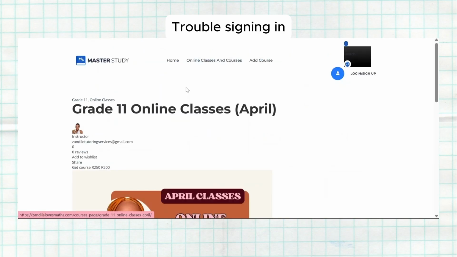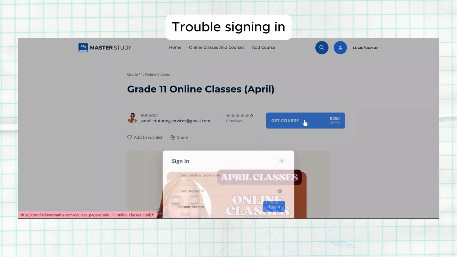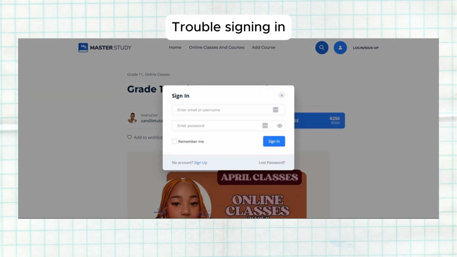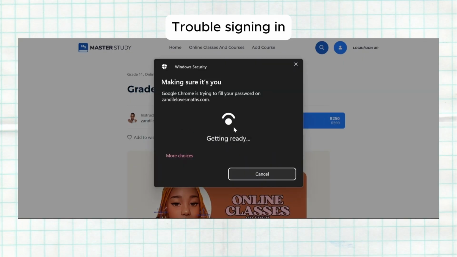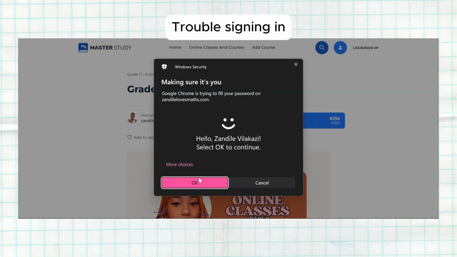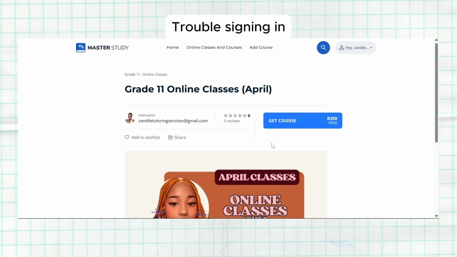So you're going to say get course, and you're going to have to put in your login details because you already have them. So you say sign in, and I'm going to be using mine. When I say sign in, you'll see that it automatically gets me back to the page. Do you see? Now, obviously, if you wanted to buy the course, you'd say get course, but you don't need to do that anymore.